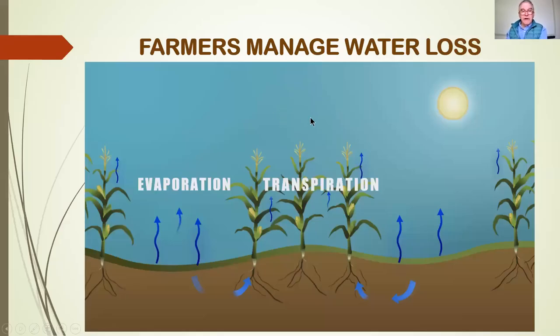Another form, there are really two forms of water loss in a farmer's field. One is transpiration that we've just discussed, which in this case, we're looking at the corn plant, and it's the movement of the water from the soil out into the atmosphere, where it becomes a gas. Evaporation is the loss of soil water directly at the soil surface into the atmosphere, where it's converted from a liquid form to a gas form.